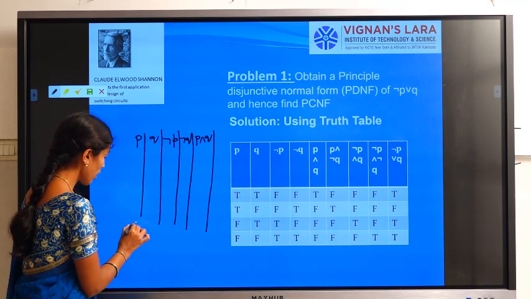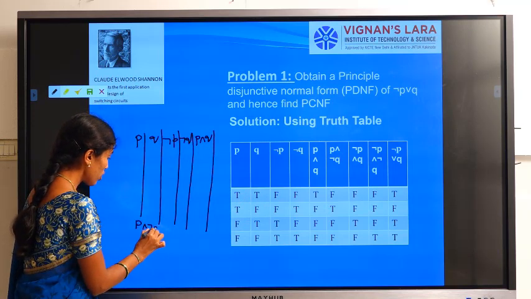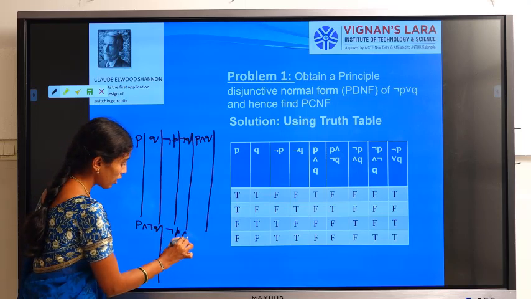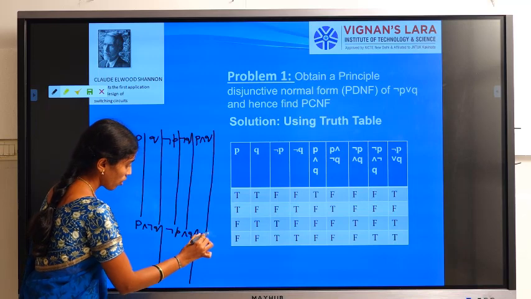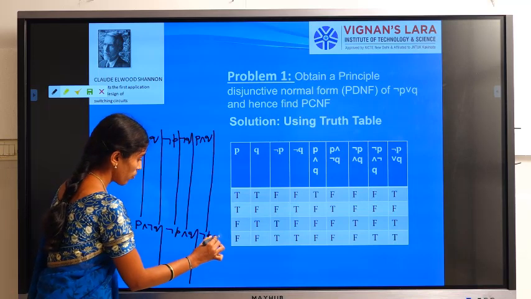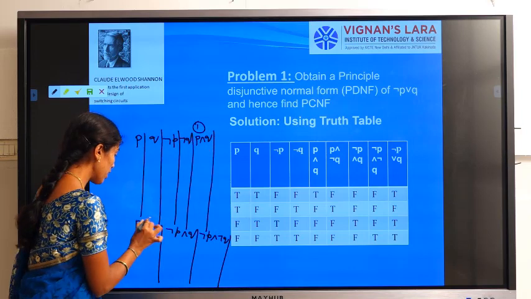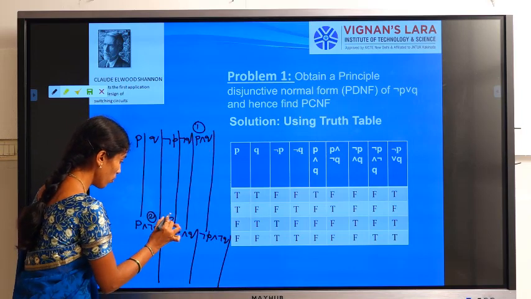Then I will start here. P and negation Q, next negation P and Q, negation P and negation Q. Because these are the four min terms, I write these as 1, 2, 3, 4.